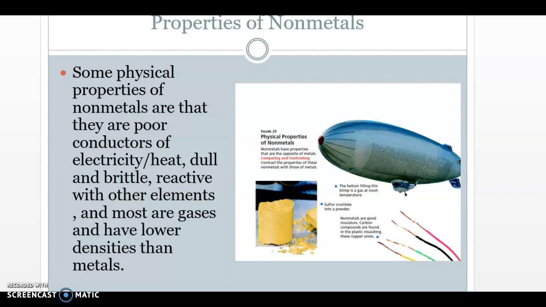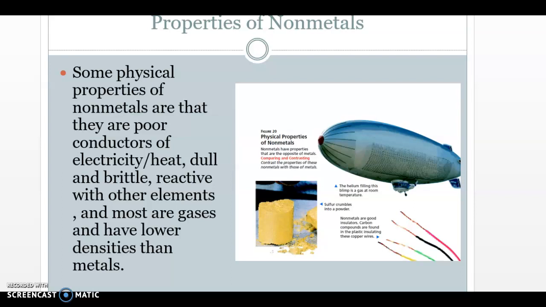But in general, the physical properties of non-metals: they are poor conductors of electricity and heat, which is often why they are more insulators than they are conductors. Excuse me, they're dull and brittle. They are reactive with other elements and make a lot of compounds with those found in the alkaline metals and the alkaline earth metals, and things found on the opposite end of the periodic table make a lot of compounds that way. Most of them are gases, which means they have much lower densities than metals, because gases are way less dense than metals are.